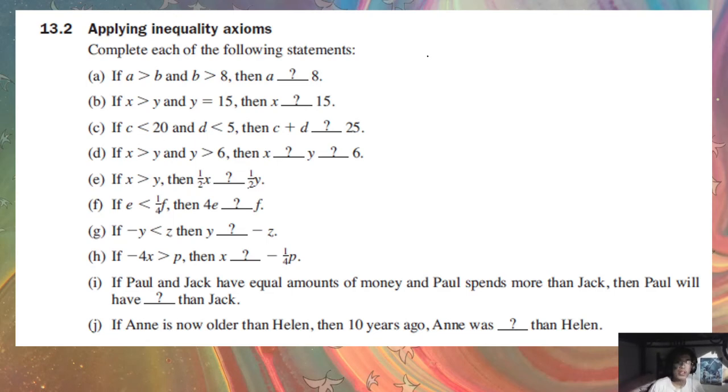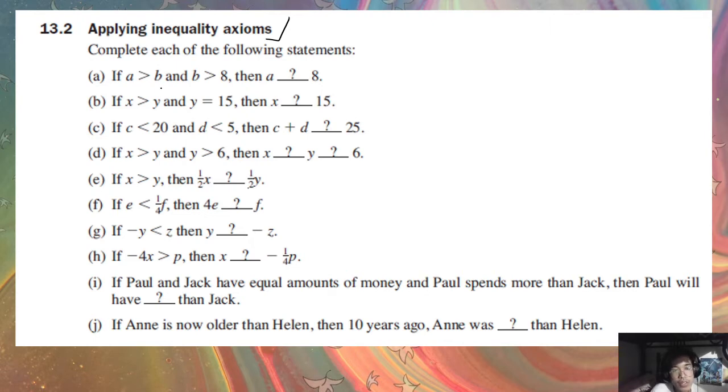Okay, so we're still on our 10th lesson on triangle inequalities. This time, let's try to complete these blanks for our given exercise: applying the inequality actions. Complete each of the following statements. For letter A, if A is greater than B and B is greater than 8, what could be our logical conclusion for this one?